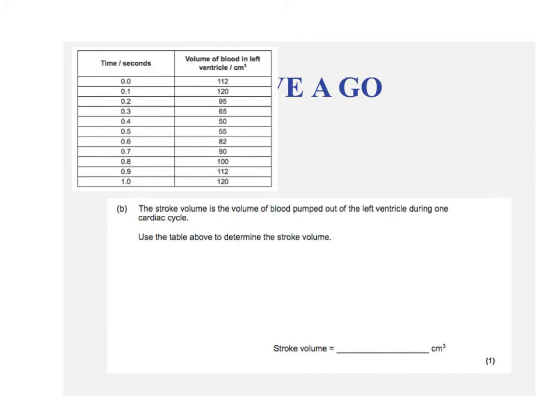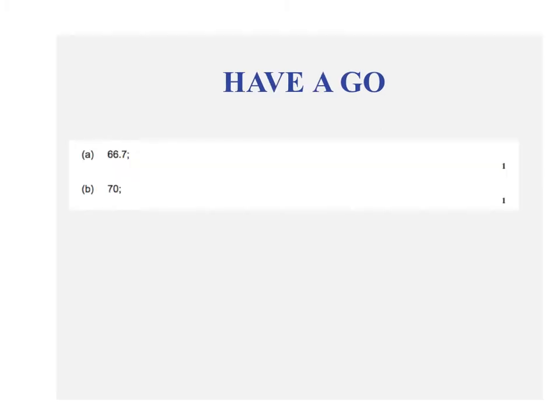And then the stroke volume is the volume of blood pumped out of the left ventricle during one cardiac cycle. Use the table above to determine the stroke volume. Again, have a go. Play again when you're ready. Now here are the answers.